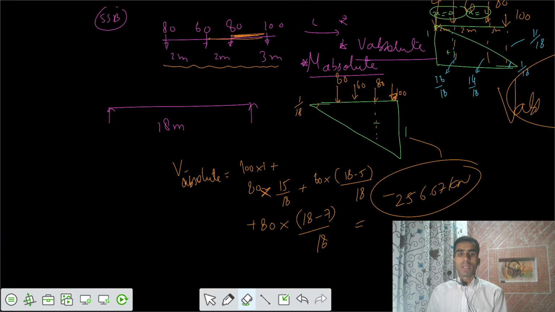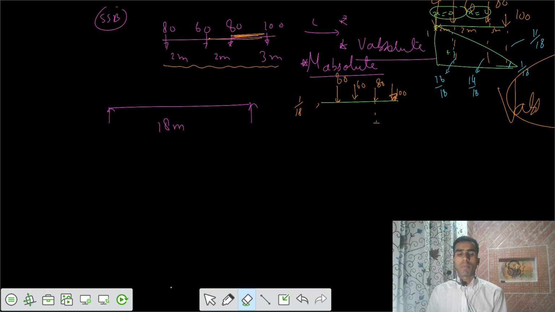Now for the moment, this is the main part of the problem: you calculate the absolute bending moment for this problem.